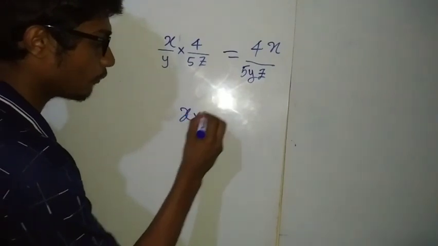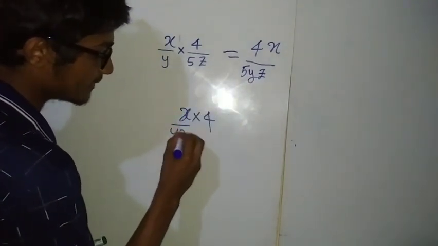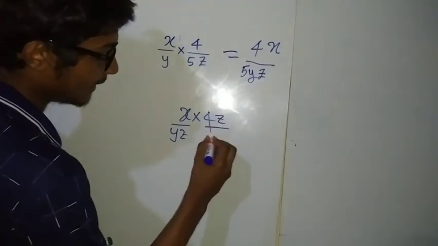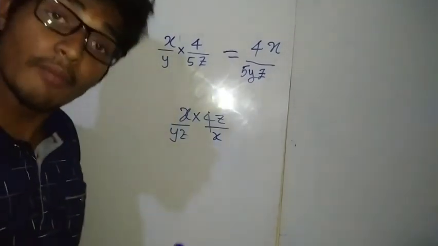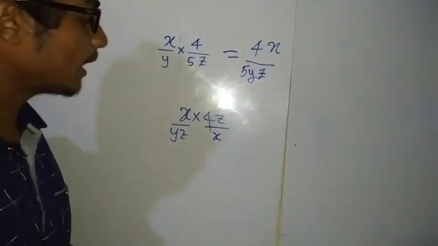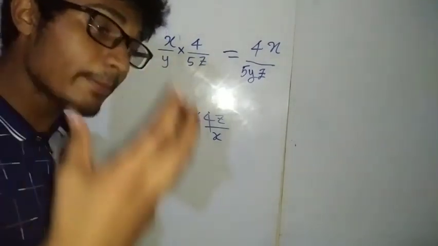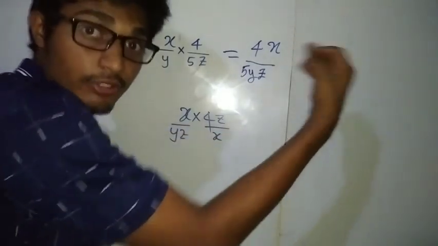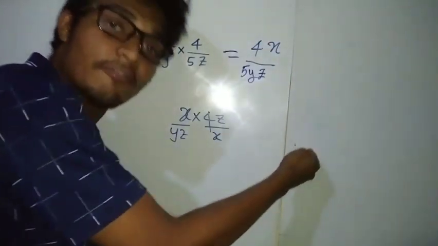Similarly, if you have let us say a problem like this, x into 4, we will say x over yz multiplied by 4z over let us say x or something else like this. If this was the case, how are we going to do this problem, right? So how are we going to do this problem? So here you can remember how we chopped when you have numbers. If you have 4 and 4, right?